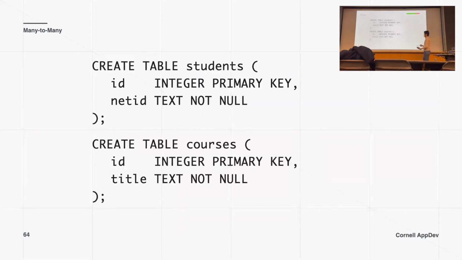So in SQL, what does this look like? We have our students table. We have our courses table. This looks very familiar to us. This is actually exactly the same as PA2. We don't actually have foreign key columns in either of these tables.